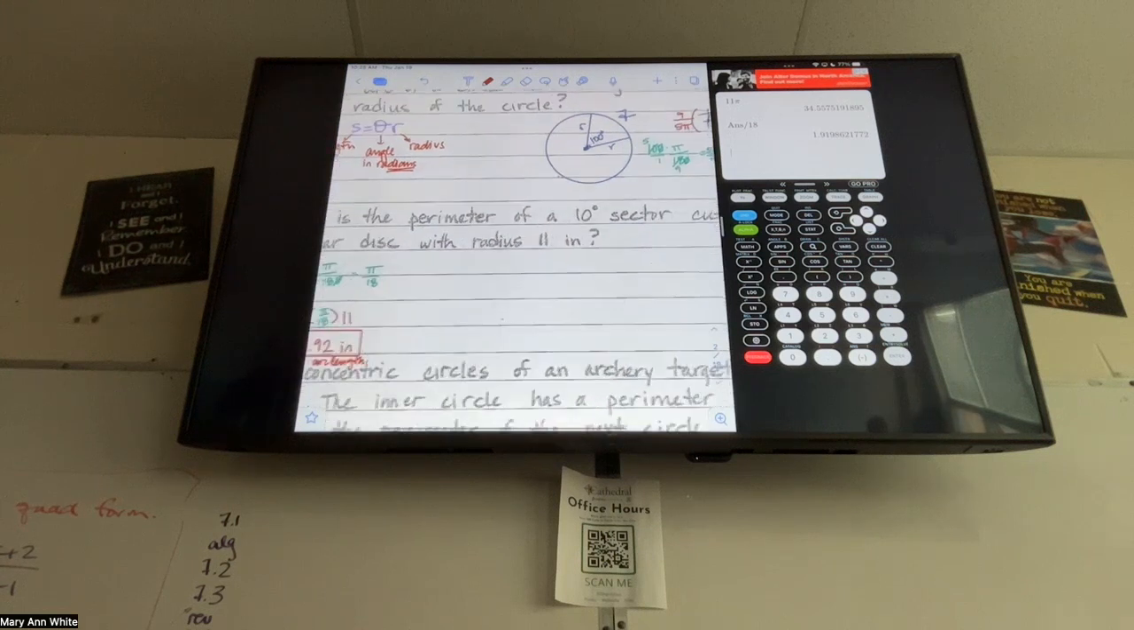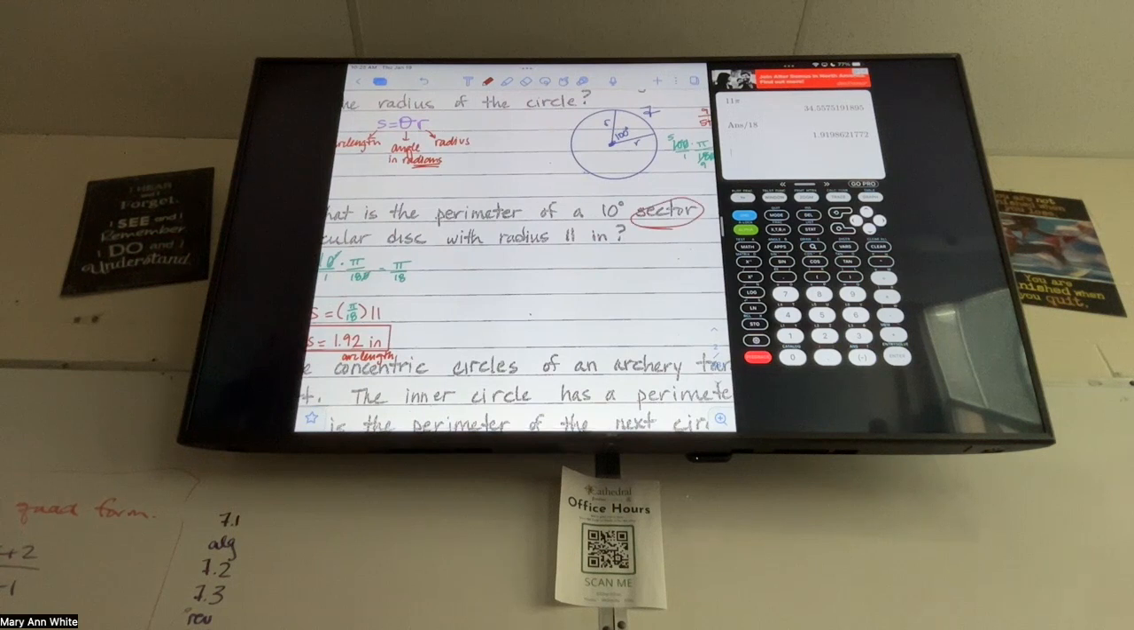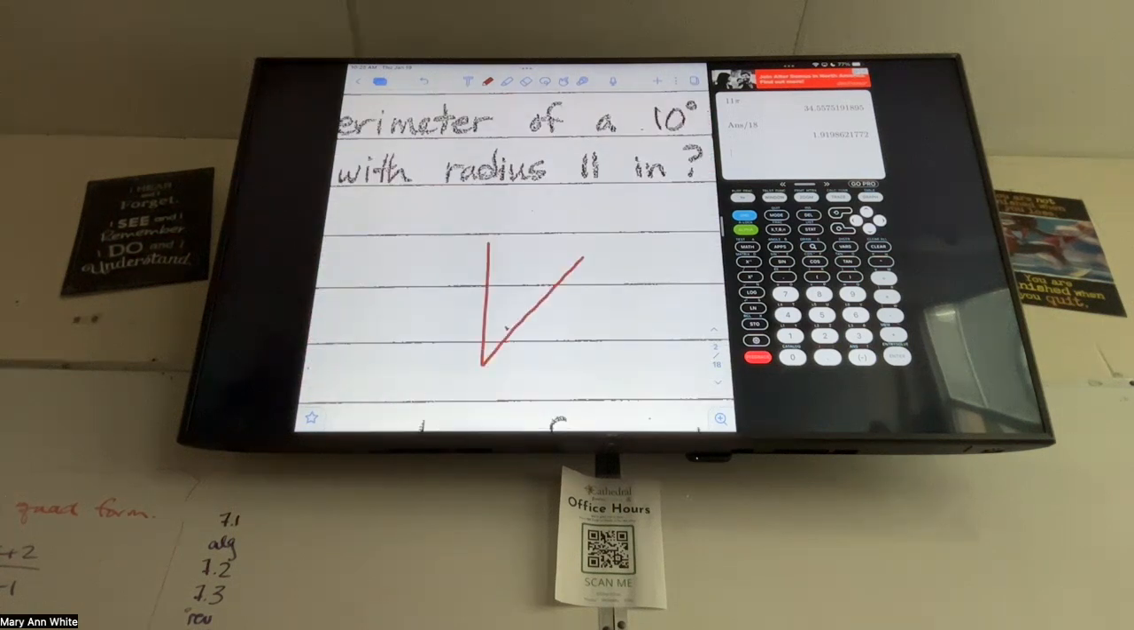So when it's talking about this sector, it's talking essentially about a piece of pizza or a piece of pie. So let's draw that real quick. I'm gonna draw my pizza and then I've got my little arc length. We just found that arc length was 1.92. What are the legs of this pizza? Sides, good. What's the measure of those sides? 11. Why is that 11 again? The radius, good. 11, good. Can you find the perimeter now?